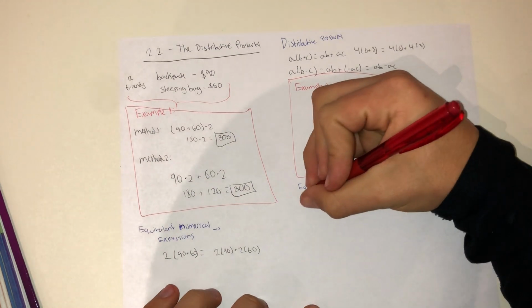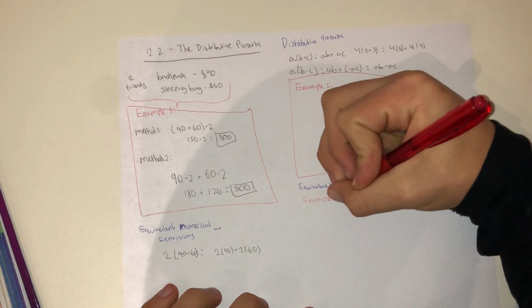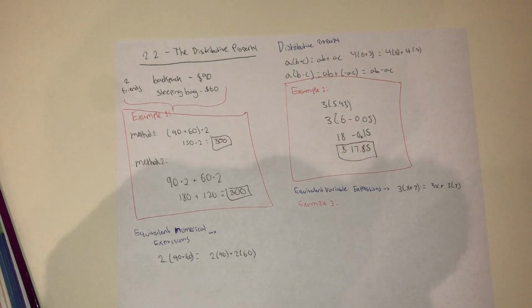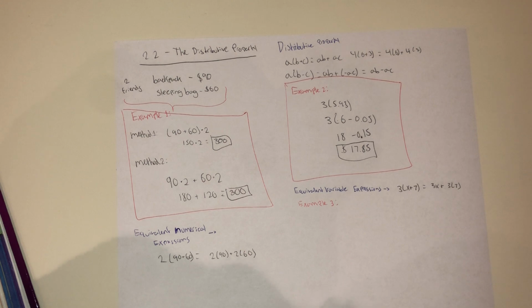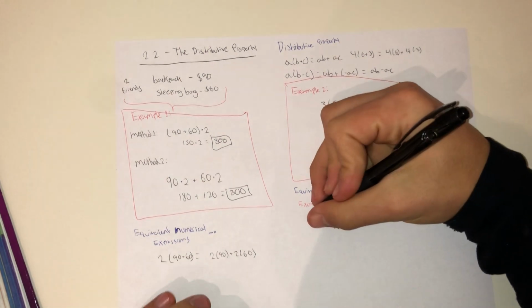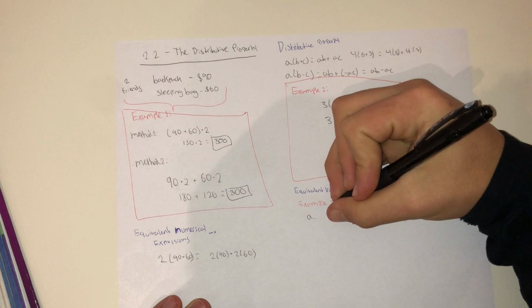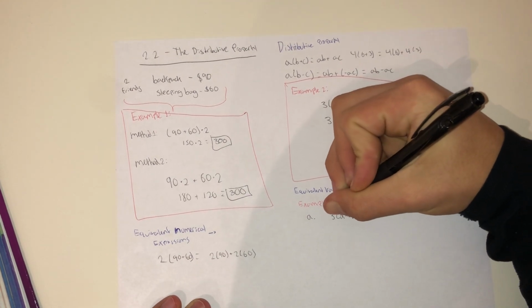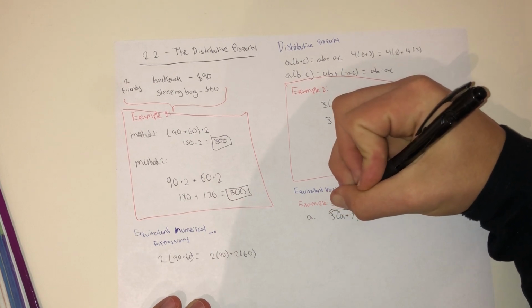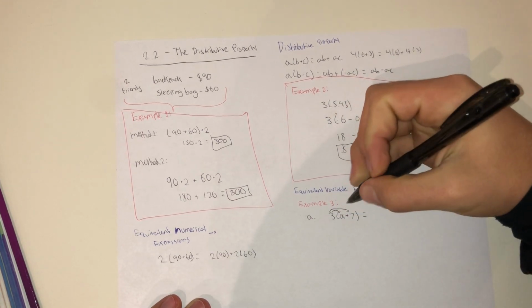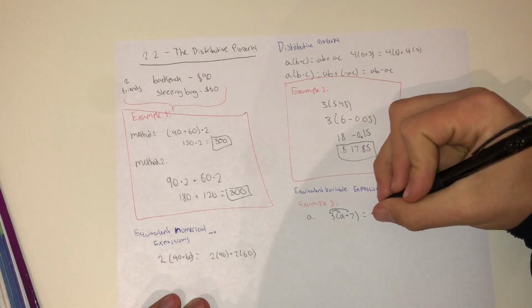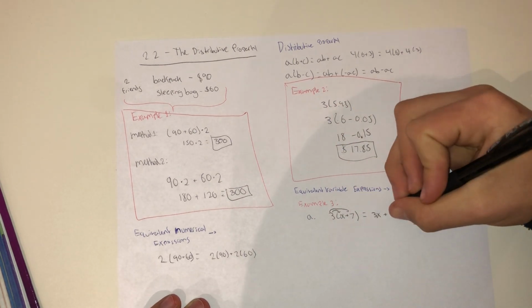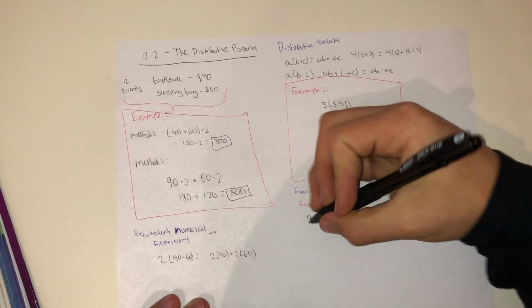Which brings us to example 3, which is saying, use the distributive property to write an equivalent variable expression. So in number A, they give us, like this example I gave, 3 times x plus 7. So what we do is we would multiply 3 with x, we would multiply 3 with 7. So the equivalent variable expression for this would be 3 times x, 3x, plus 3 times 7, 21.